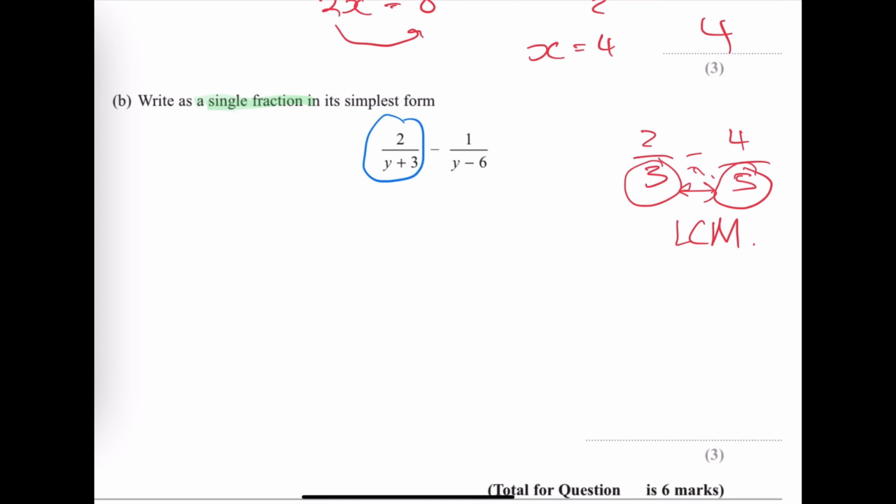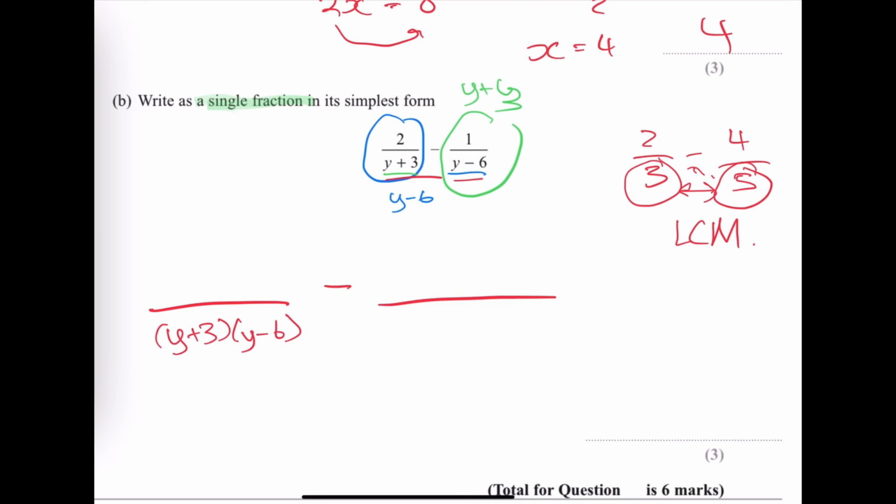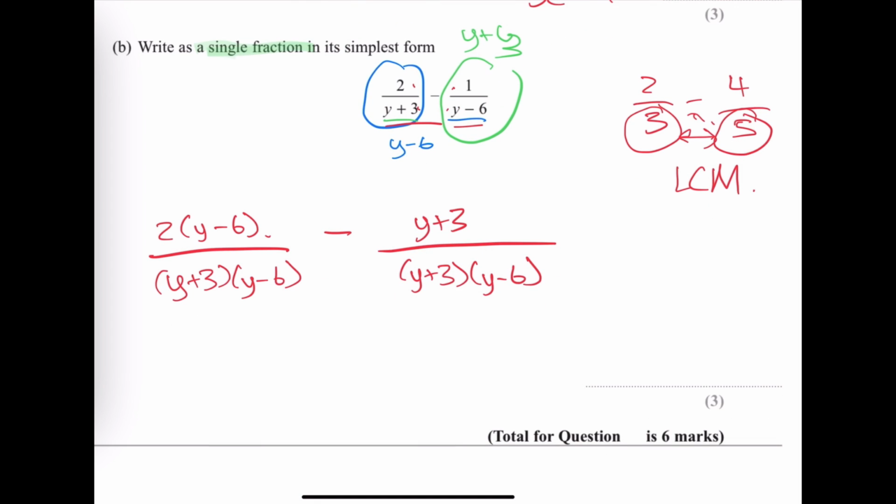So we're going to times this by y minus 6, and we're going to times this by y plus 3. So it will be y plus 3, y minus 6, minus, again, y plus 3, y minus 6, multiplying with each other. Now we multiply this with this, so it will be 2y minus 6, and this by this, which would just be y plus 3. Now, because we're going to minus them from each other, the denominator will stay the same, so it will be y plus 3, y minus 6.